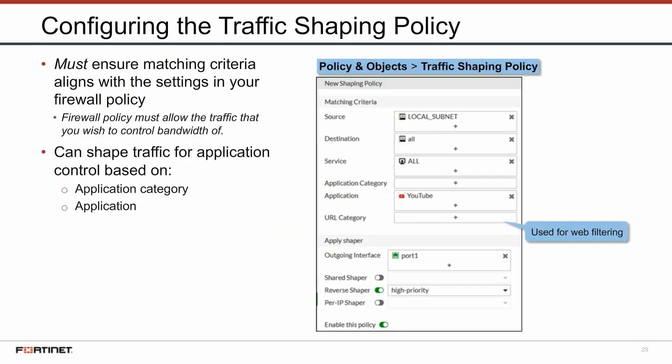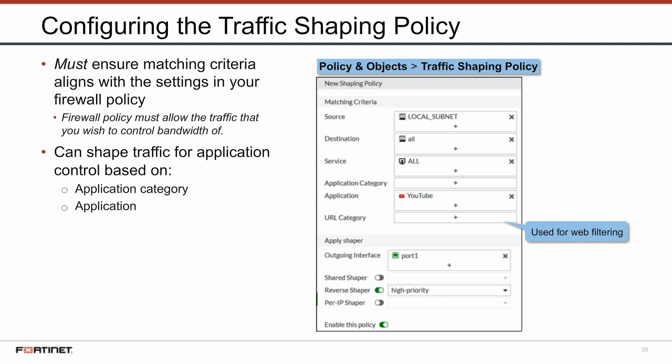You can limit the bandwidth of an application category or specific application by configuring a traffic shaping policy. You can also apply traffic shaping to FortiGuard web filter categories. You must ensure that the matching criteria aligns with the firewall policy or policies to which you want to apply shaping. It does not have to match outright. For example, if the source in the firewall policy is set to all 0.0.0.0/0.0.0.0, the source in the traffic shaping policy can be set to any source that is included in all.